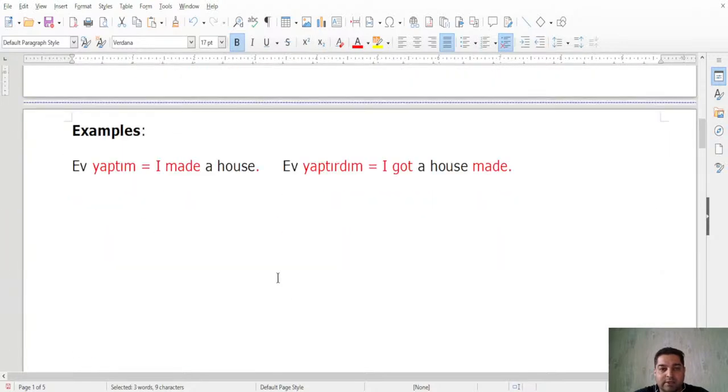I have 4 examples here for you, just to see the difference between the regular yapmak and the yaptırmak, okay? So ev yaptım means I made a house. You see, there is no causative suffix here. It is me, I'm doing. It's not done by somebody. While ev yaptırdım, here we have yaptır. You see, in between, not yaptım, but yaptırdım. It means I got a house made by somebody for me. I made a house, but it was not done by me. Somebody else did it for me. So ev yaptırdım means I got a house made.